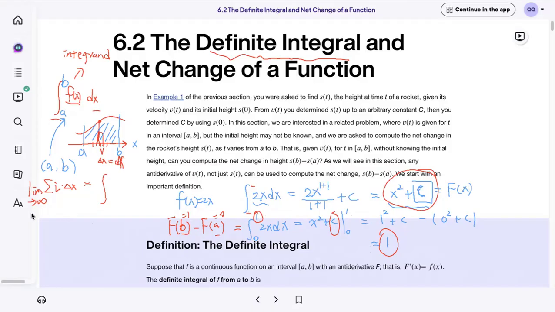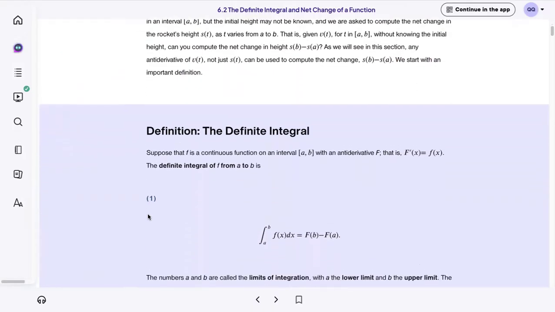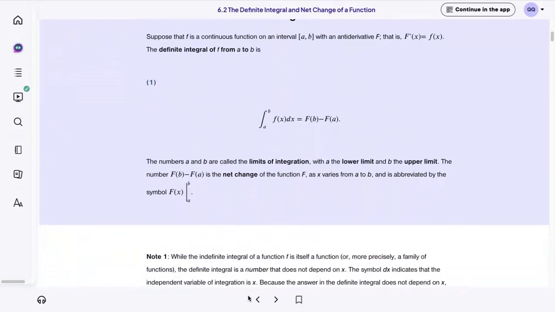Let's see some more examples. So F prime of x equals lowercase f of x. This is the derivative of capital F. So we just get F of b, we evaluate the capital letter F at b and at a, and we subtract them. The number of this is called the net change of the function. It doesn't really matter, the name.